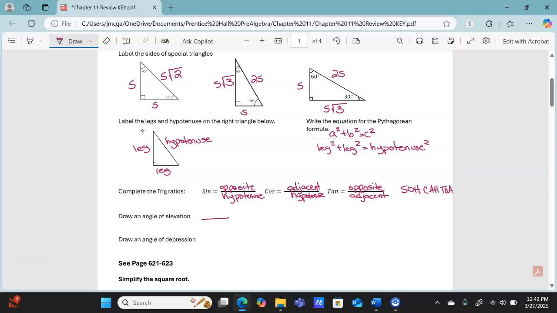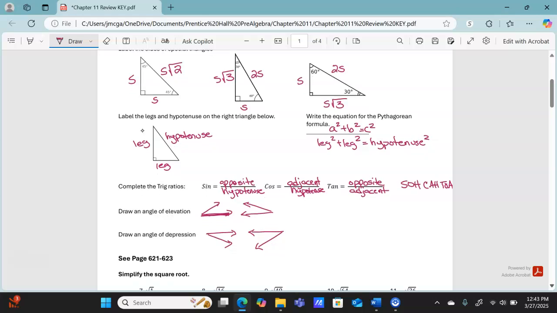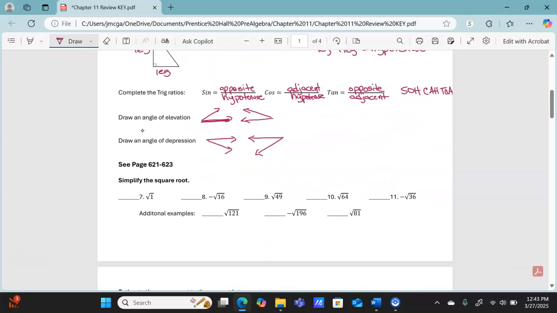Draw an angle of elevation or inclination. They always go from a horizontal upward. So it could look like that, or it could look like that. An angle of depression is always from a horizontal downward. So there's my horizontal and there's my downward. And then at this point, we start in on the actual chapter review, which is on page 621 to 623.